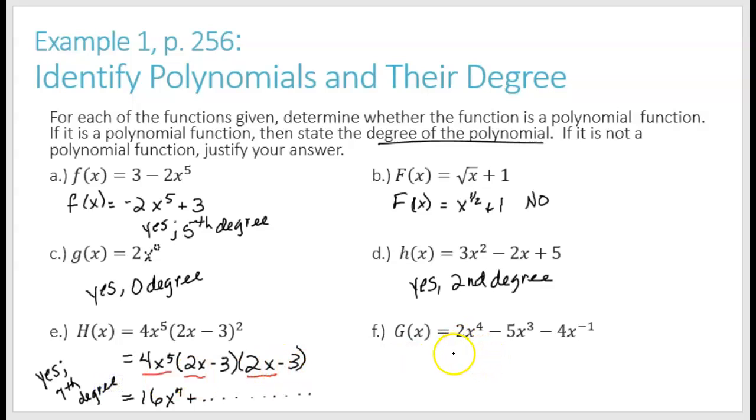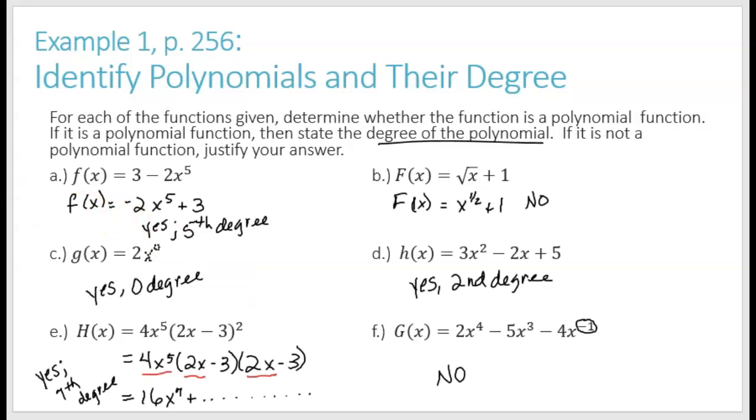All right, and part F. In part F, as we look across here, I have an exponent of 4, which is good, an exponent of 3, which is good, but then I get to this exponent of -1, which is not a non-negative integer, it is negative. So I'm going to have to say that no, this one is not a polynomial function.